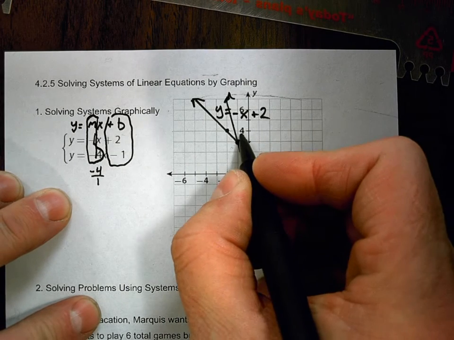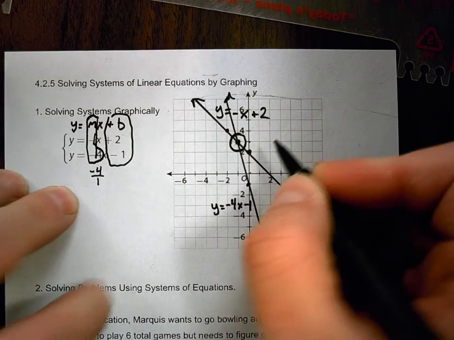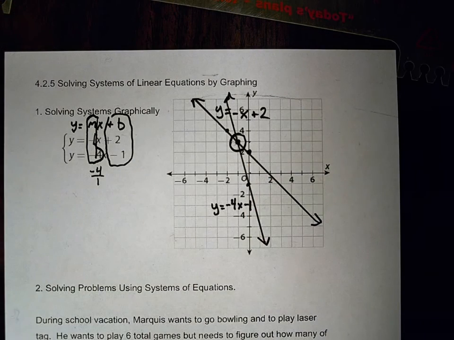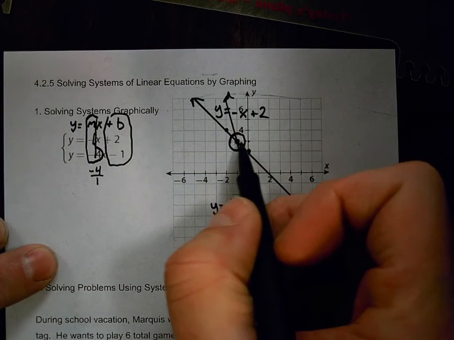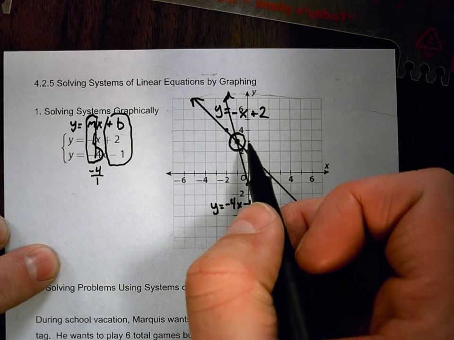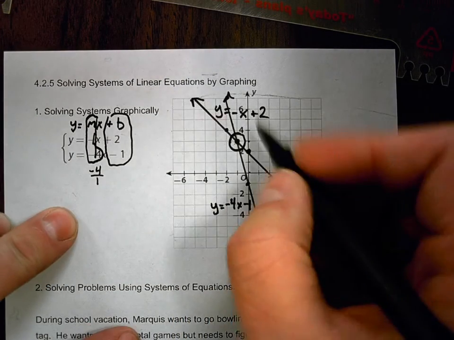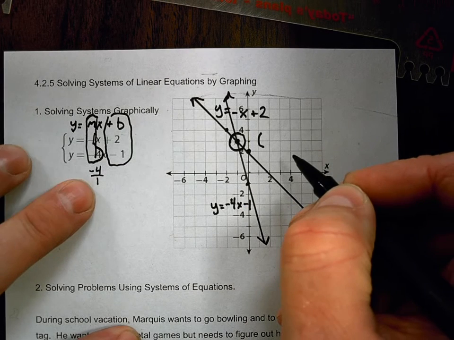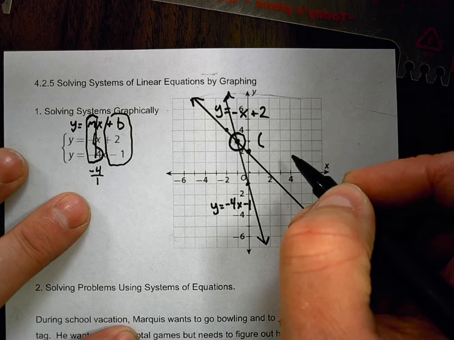Now, I'm going to circle this. This is their intersection, right? That's the point that if I put it in either equation, it'll make it true. You remember how to do that on a calculator? Well, let's find out. So what point is this? Gavin, what do you got there? What's the point?